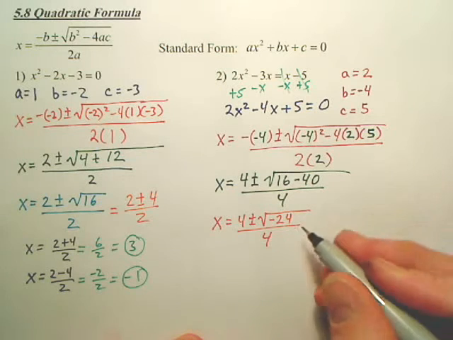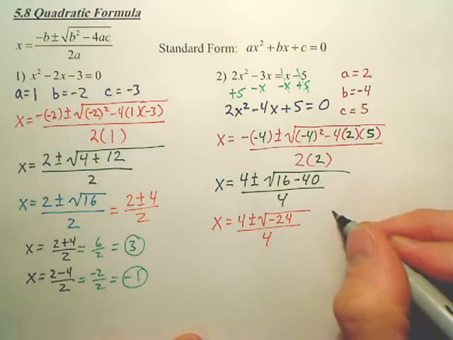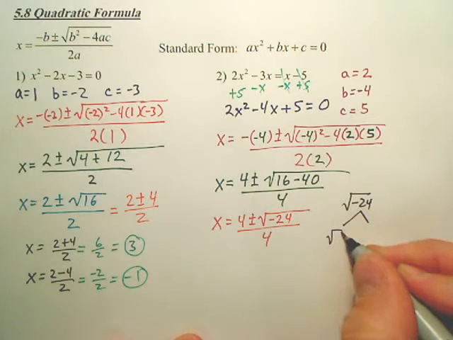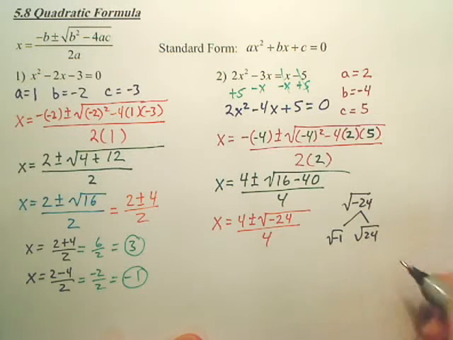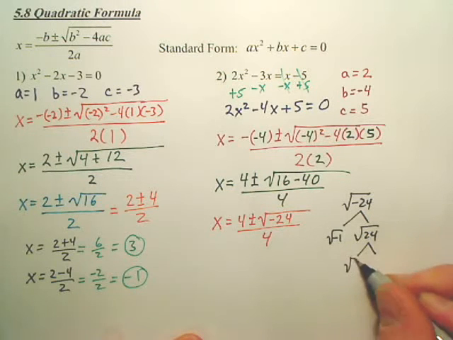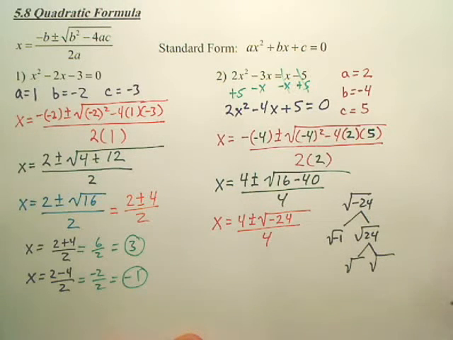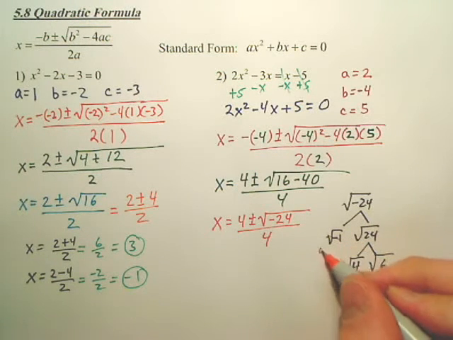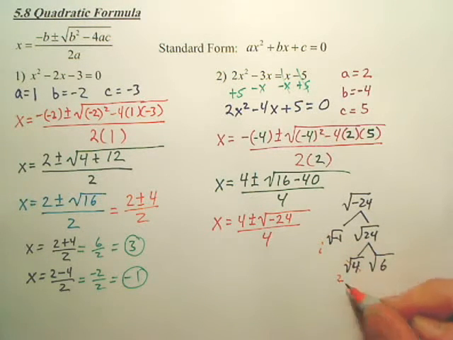But we can with imaginaries. So let's break down this -24 here. First of all, isn't that the square root of -1 times the square root of 24? And then what square number goes into 24? Isn't it 4 times 6? So wouldn't this right here give you i? And this give you 2?